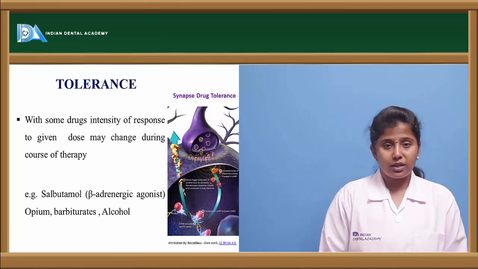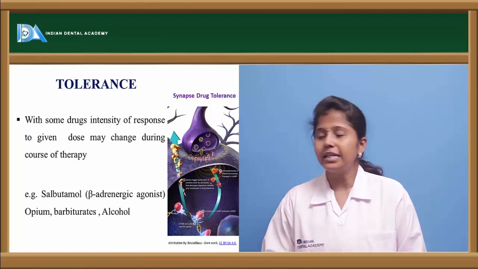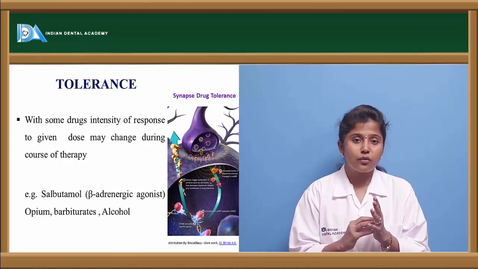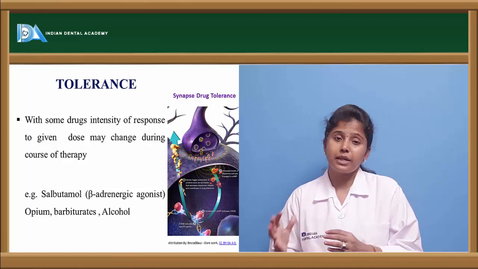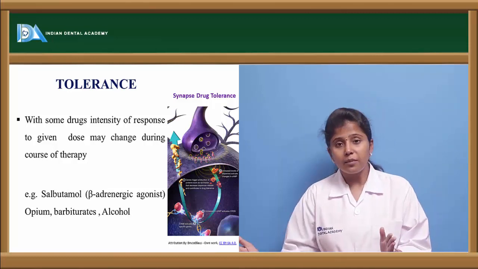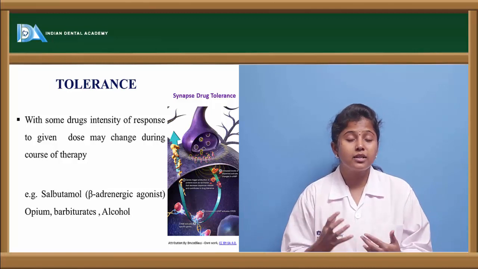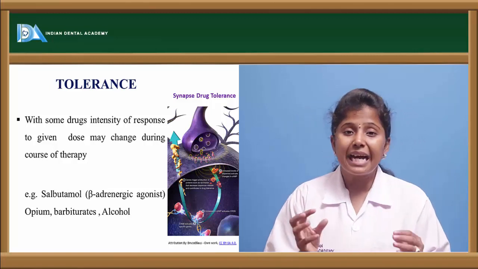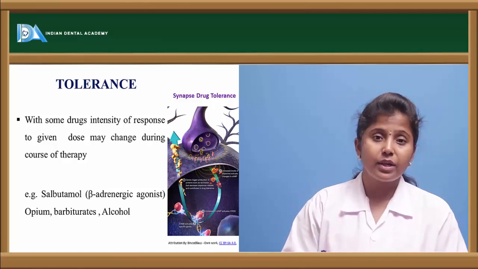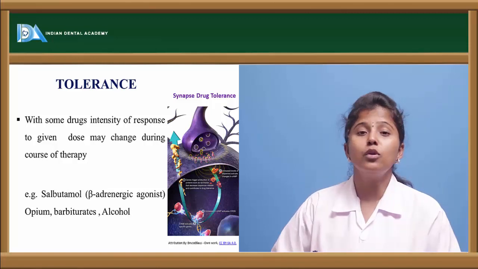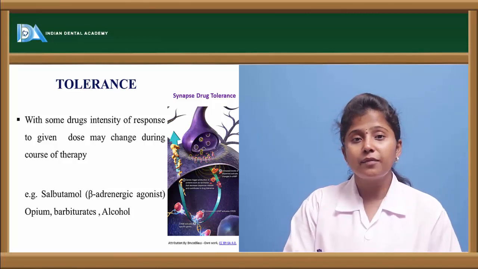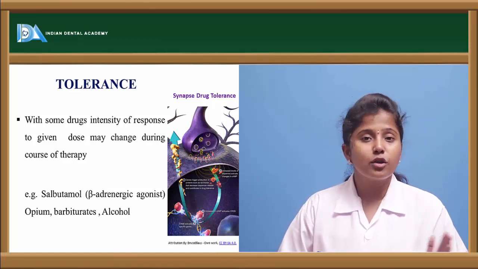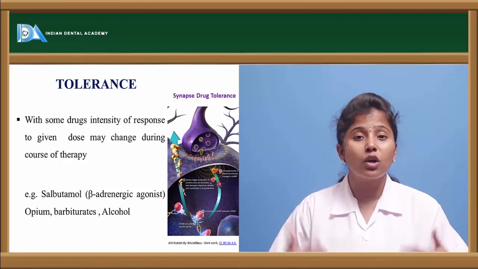The other one is tolerance. With some drugs, the intensity of the response changes. We give some dose of a drug in a medication, and if the drug is used for a chronic period of time, then the body shows tolerance. For example, we are giving 50 mg of the drug in order to cure a disease, and we have used this 50 mg for about 2 to 3 months. After 2 to 3 months, this dose of drug is not showing an effect on the body. In the sense, the body has become tolerant to the drug.